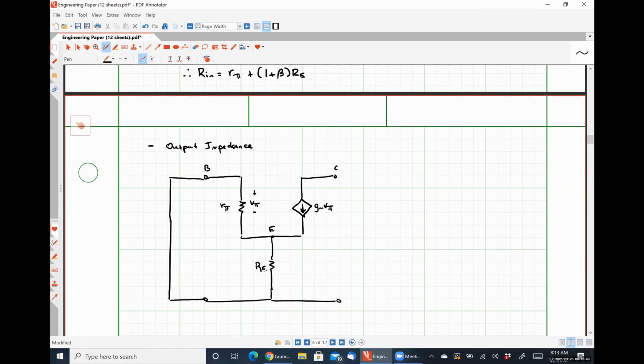Here's my resistance RE. Between the collector and ground, I have my resistance RC, and that's also where I'm going to apply my test voltage of Vx. And here's my current Ix. All right. So any thoughts on what our output resistance may be here?